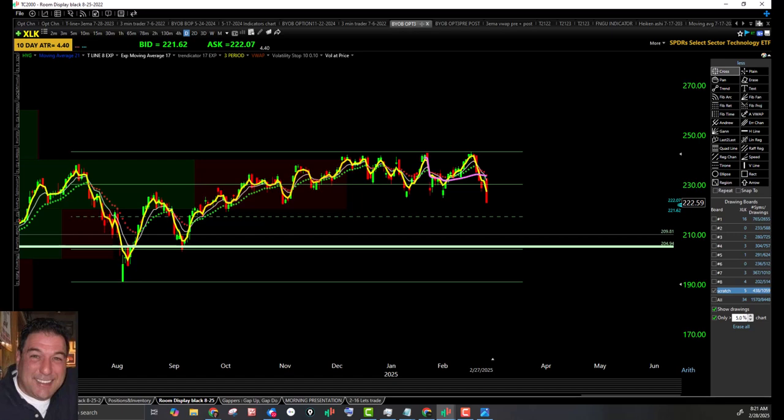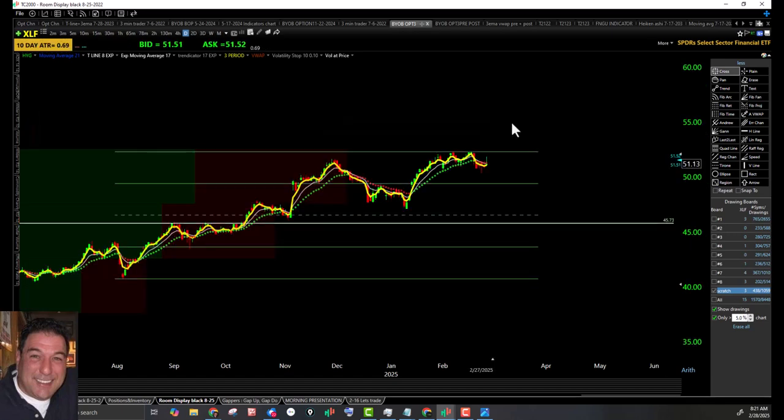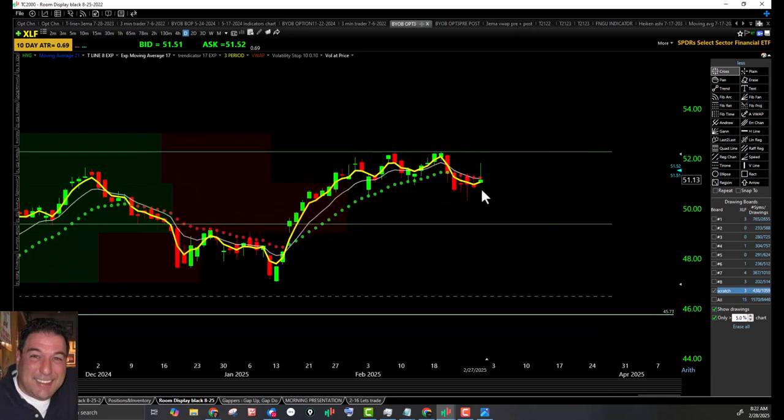All right, let's take a look at XLF. XLF still up here in quadrant 4. That's bullish. Yesterday's price action, a little bit different from the market, with a higher low and a higher high, closing inside a bearish trap under the 17 EMA.